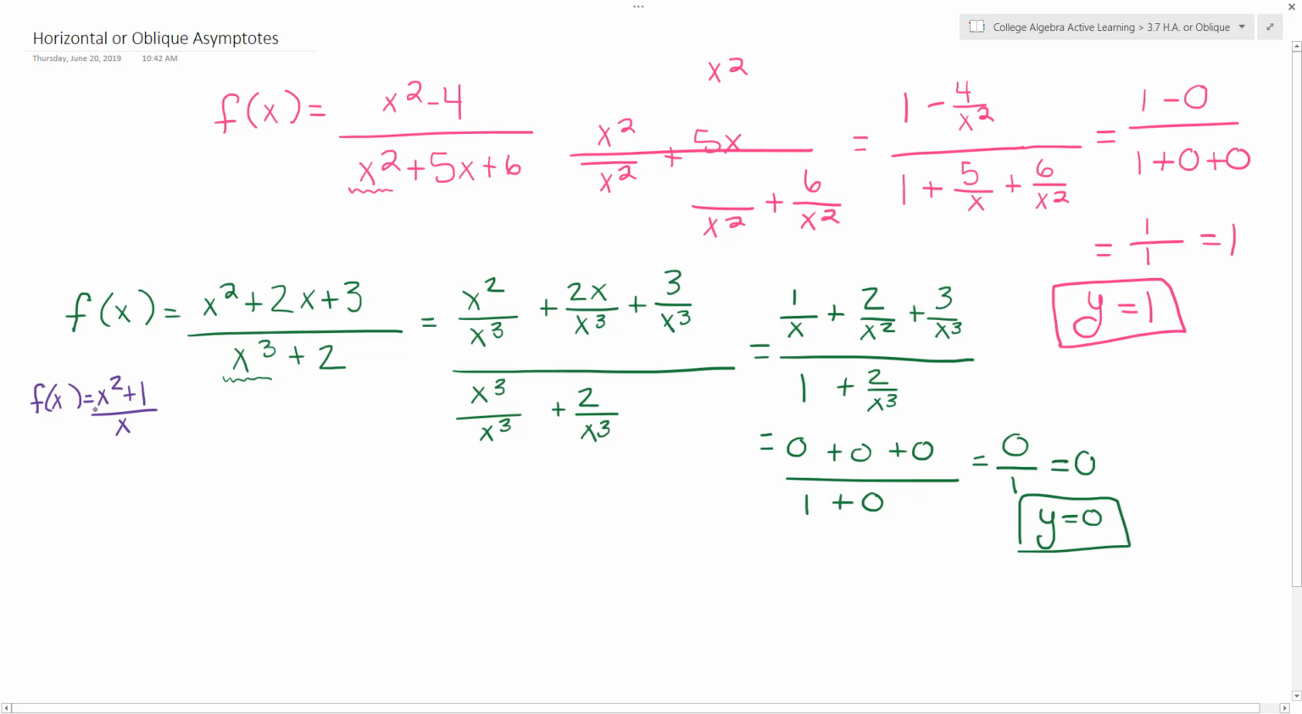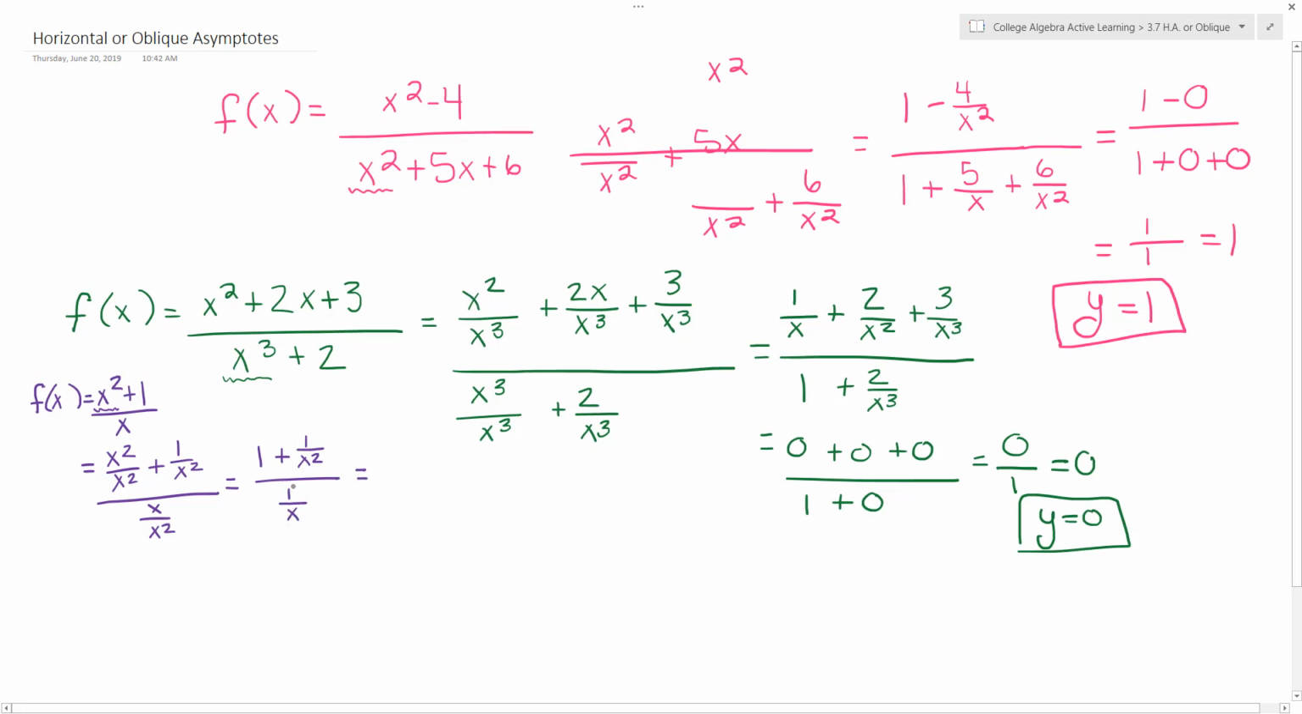And again, we're going to look for the highest power of x, which is x squared, and we're going to divide every term by that. So we get x squared divided by x squared, 1 divided by x squared, and from our denominator, x divided by x squared. And so again, we reduce each fraction. X squared over x squared is 1, plus 1 over x squared is just 1 over x squared. And x over x squared, the x cancel out and leave you 1 over x.